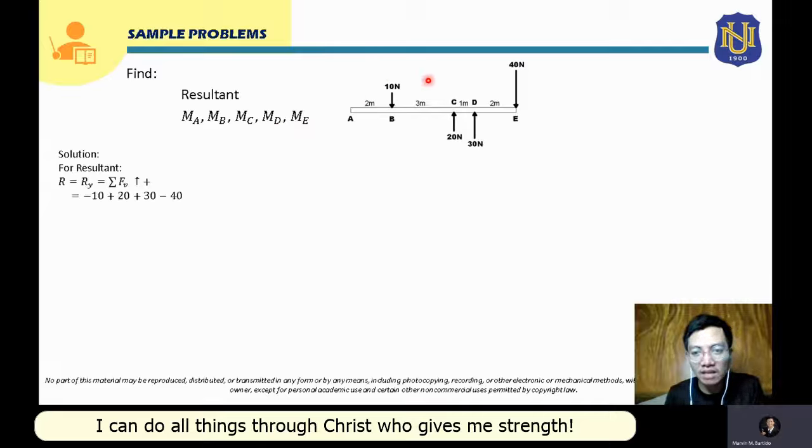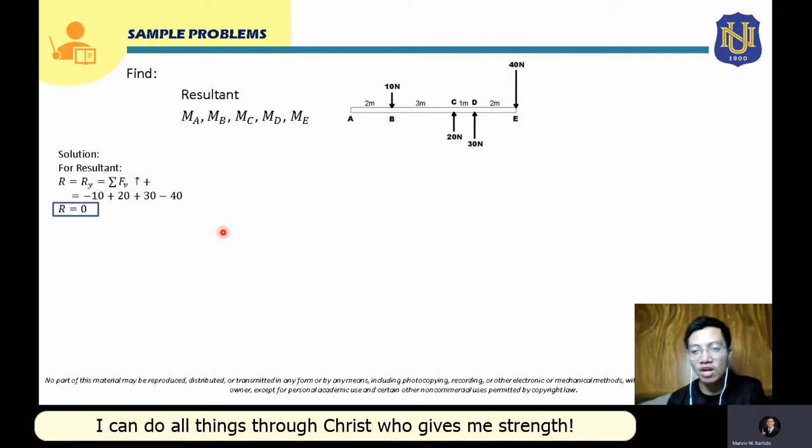It will be negative 10 since this is directed downward, and we have here 20 newton, which is plus since it is upward. The 30 newton will also be positive since it is upward. And we have 40 newton, which is negative since it is directed downward. So from here we can say that the resultant is 0. As we solve, negative 10 plus 20 plus 30 minus 40 is 0. So the resultant here is 0. That will be the answer for the resultant.